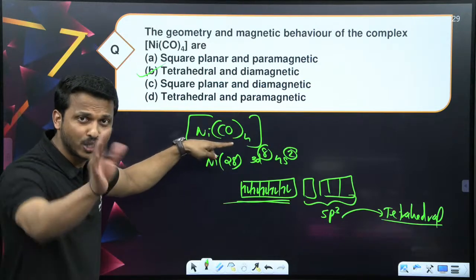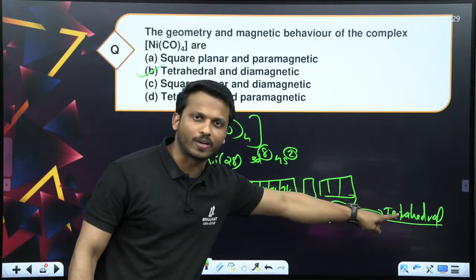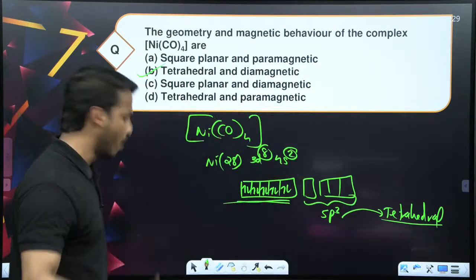Ground state, you write it. There is no excited state. So directly take the hybridization. It is sp3, that is tetrahedral geometry. Okay? Yes, it is correct. Option B is correct. Alright, dear all.